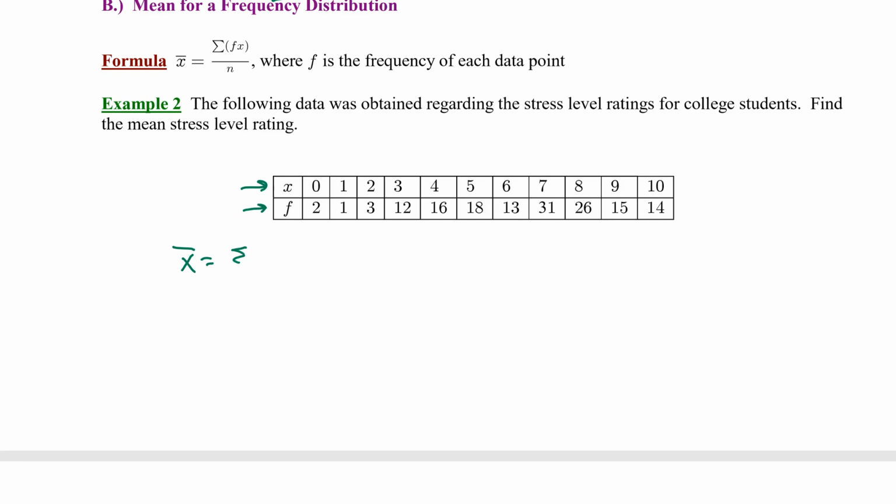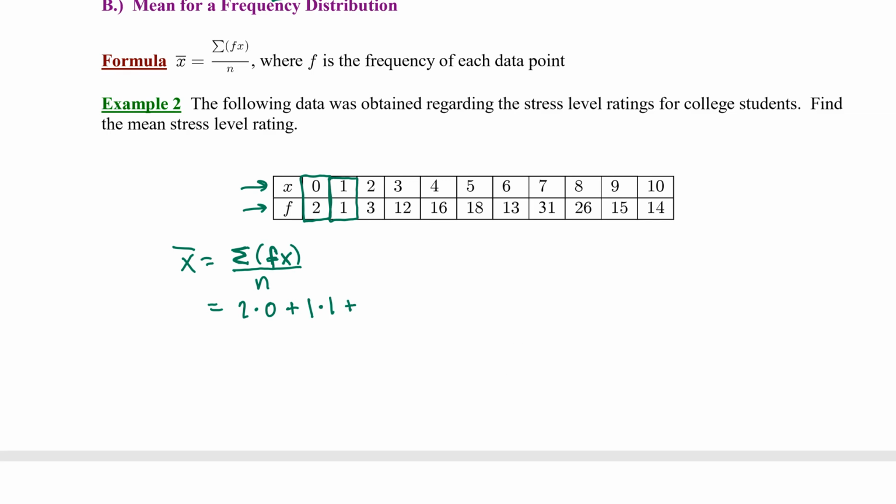We're going to find the sum of the product of the frequency times its data point divided by the total number of data points. So if I look at this chart, 2 students said that their stress level was 0. So I'm going to take frequency 2 times data point 0. So that takes care of the F times X for the first data point. Then I'm going to add it to that same aspect. 1 student rated their stress level at 1. So frequency 1 times data point 1.